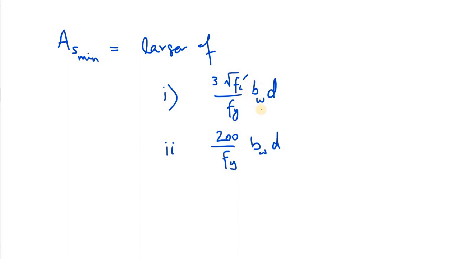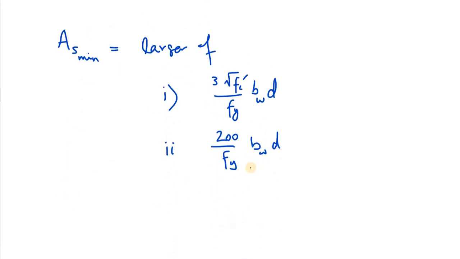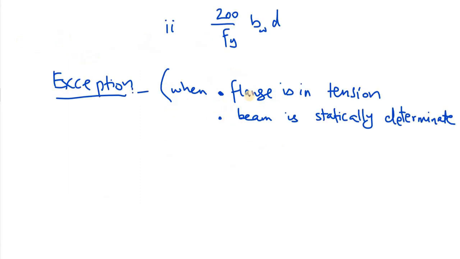This bw is reflecting the width of the web. So the only exception to this is that the exception applies when the flange is in tension and the beam is statically determinate. Flange in tension and beam statically determinate.